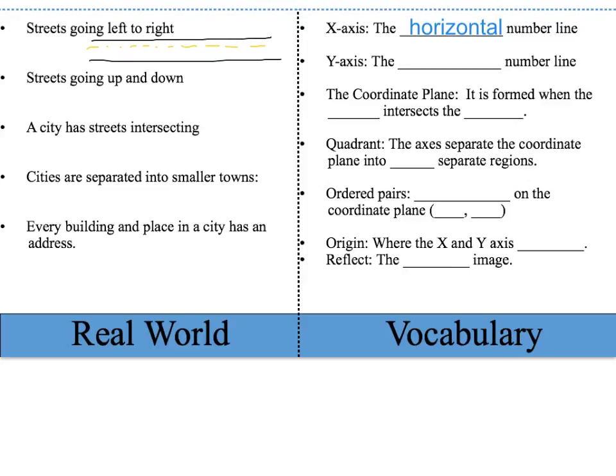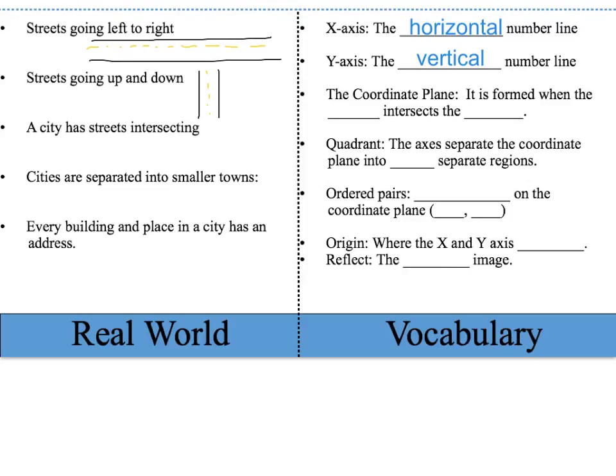So also in a real city, we would have streets that go up and down. So here's the street that goes up and down, and here's the divider. In our math city, we have something called the y-axis, and the y-axis is the vertical number line. So basically the number line that goes up and down like our streets.